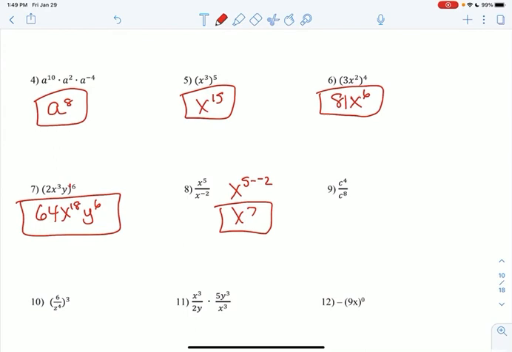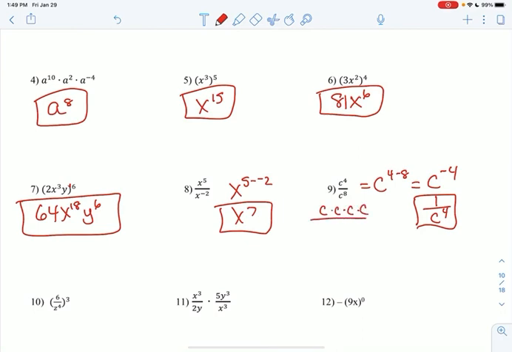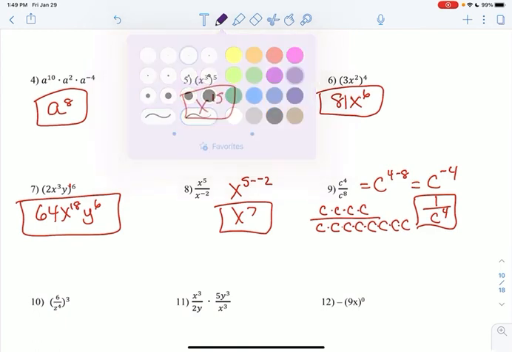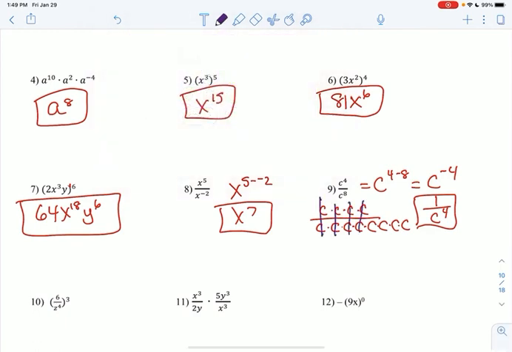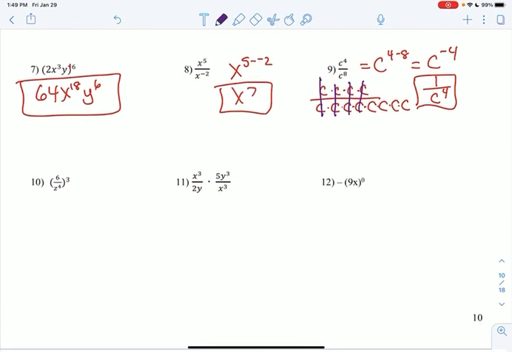On number 9, again, I'm going to subtract. So c to the 4 minus 8 is c to the negative 4, but I can't leave a negative exponent. So it's 1 over c to the positive 4. Think of it like this. You have 4 c's on top, and you have 8 c's on the bottom. And the 4 c's on top are canceling with 4 of the c's on the bottom, but I'm still left with 4 c's on the bottom, and I'm left with just 1 as a placeholder on top. All right, if that helps you to visualize it a little bit better.